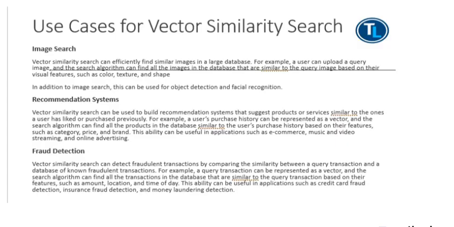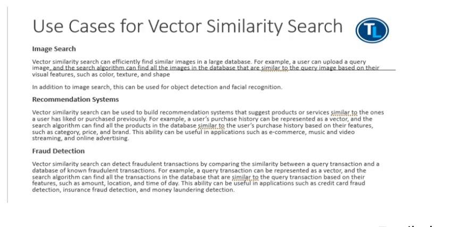Now that we've gone over vector distance metrics, let's explore 3 use cases for vector similarity search: image search, recommendation systems, and fraud detection. Image search. Vector similarity search can efficiently find similar images in a large database. For example, a user can upload a query image, and the search algorithm can find all the images in the database that are similar to the query image based on their visual features, such as color, texture, and shape. In addition to image search, this can be used for object detection and facial recognition.